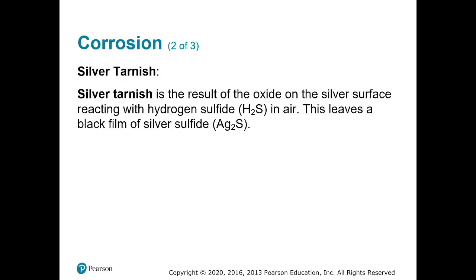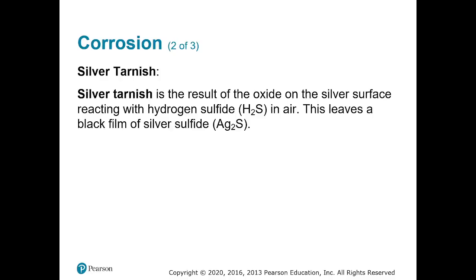Silver tarnish. So everybody's probably seen silver, either a set of silverware or maybe some older silver jewelry. And you'll see that there's this black sort of gunk that develops on the silver. This is referred to as silver tarnish. It's the result of oxide at the silver surface reacting with hydrogen sulfide. Hydrogen sulfide is actually in the air. It's released by a few different sources, but you can have hydrogen sulfide being released by you in the form of a fart. I know, I had to pick that one.